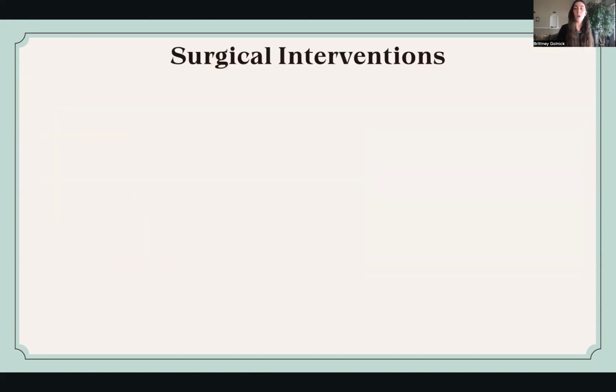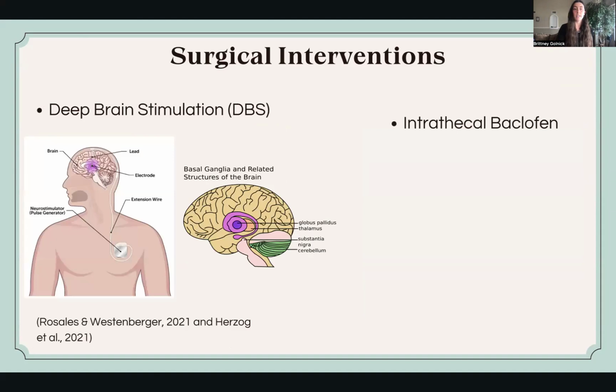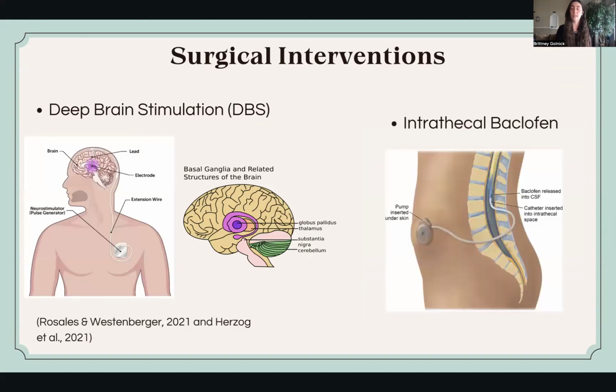And not only do we have pharmacological treatments, but we also have surgical interventions. Time-wise, I won't go too far into this, but we have deep brain stimulation that focuses on the basal ganglia structure. And then we have also intrathecal baclofen, which is also an oral medication. However, in individuals with more severe dystonia, they can actually inject it into the cerebral spinal fluid. And both of these surgical interventions are normally for individuals with a more severe type. This isn't really the first go-to treatment modality, but it is there if it's needed.